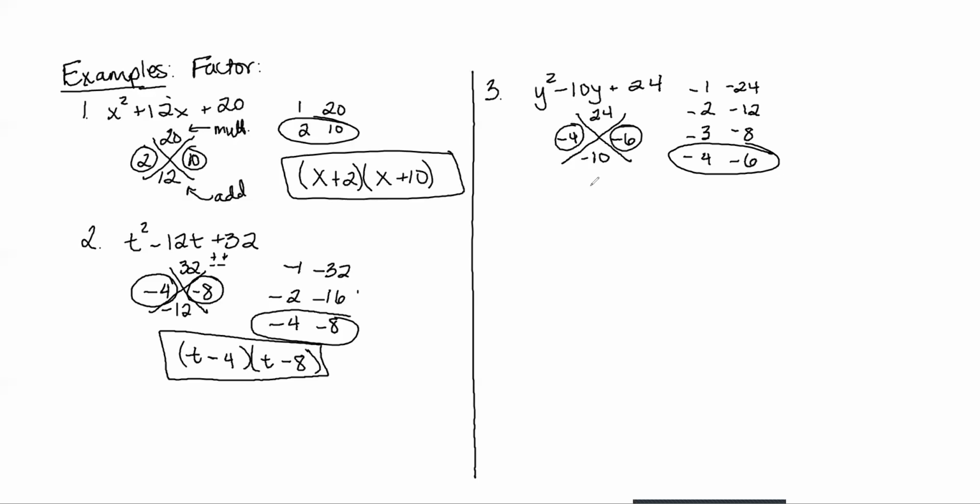So our answer, again, check your variable. If you're getting mistakes or getting questions wrong on my math lab, sometimes it's as simple as we're using the wrong variable. This one's a y, so we want y minus 4 and y minus 6.